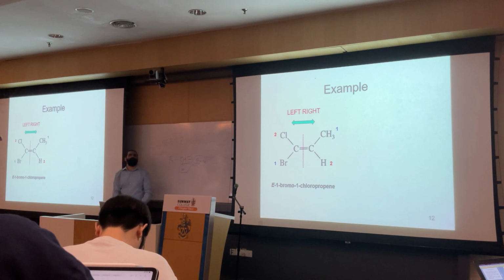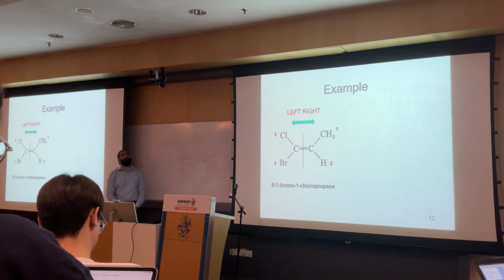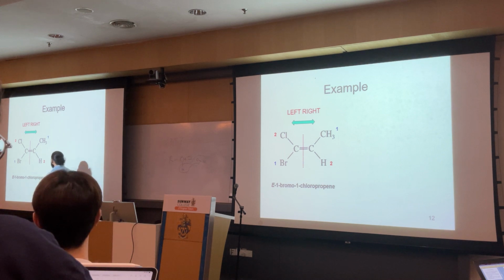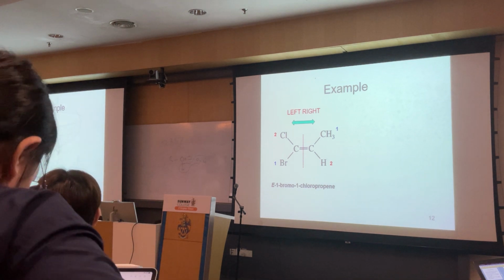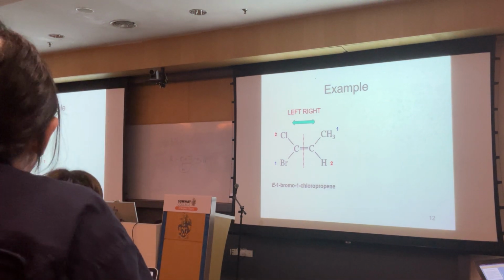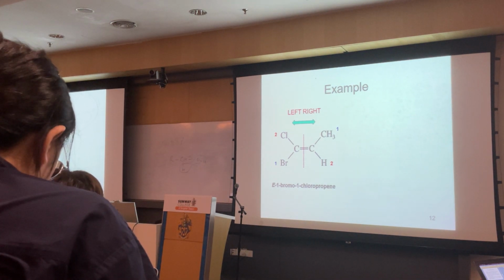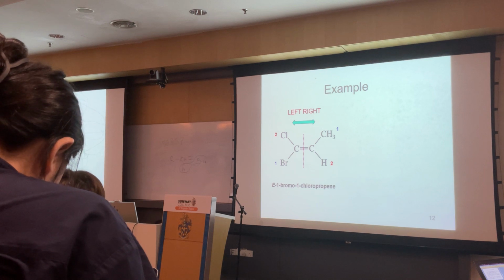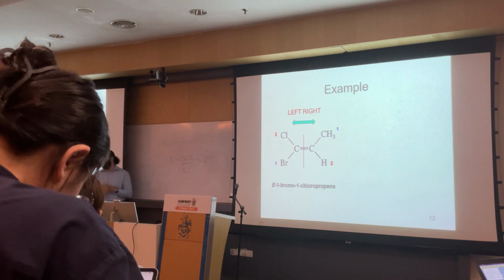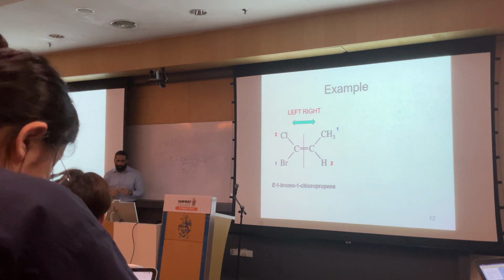Yes? How do you determine high and low priority? Based on their atomic number. That's what I try to say, that we have to look at the next connecting atom and we will know the atomic number of that atom, and then we can tell which one has a higher atomic number and which one has lower. Higher atomic number will have higher priority, lower atomic number will have lower priority.